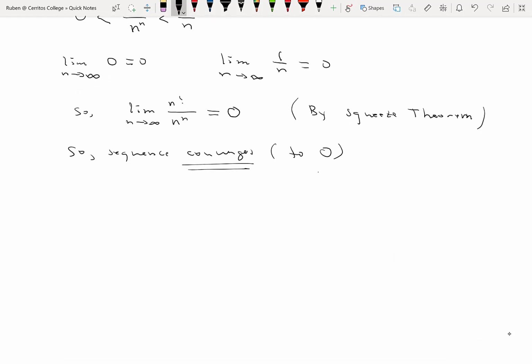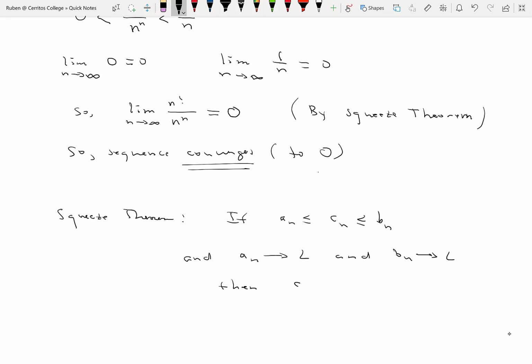Okay, so just as a reminder, I'm going to write the squeeze theorem for sequences. The squeeze theorem: if I have a sequence C sub n that lies between two sequences A sub n and B sub n, and A sub n approaches L and B sub n approaches L, then the sequence whose general term is C sub n must also converge to L.